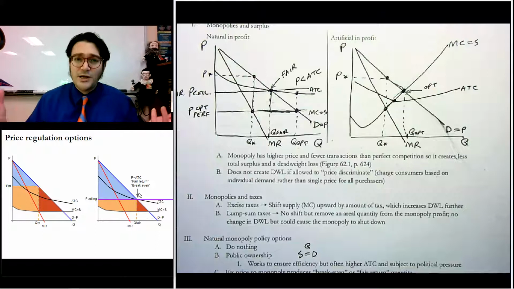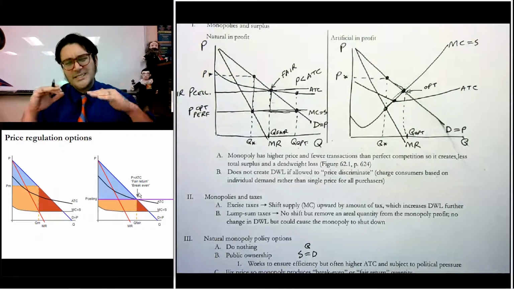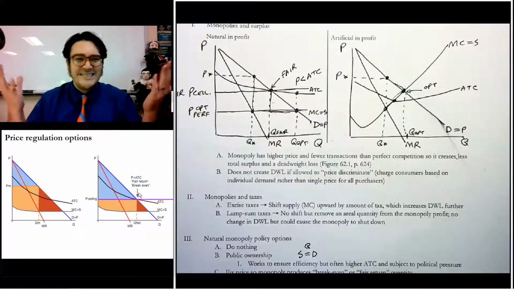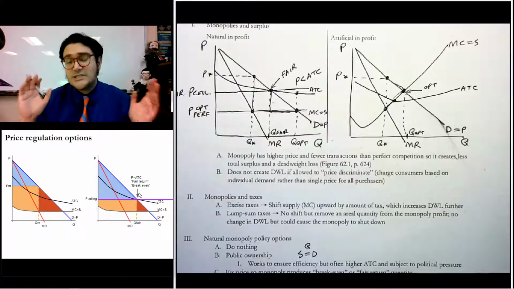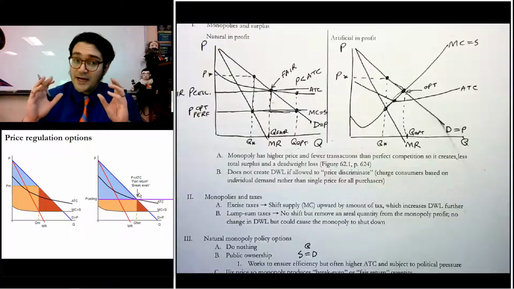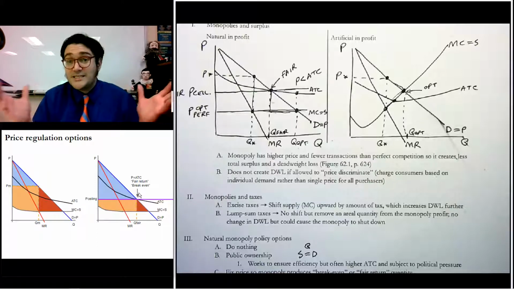And so a lot of times that's what governments do, is they put in a price ceiling and they say, you can't charge more than your ATC for the production cost. Now, one thing to observe about this is it isn't actually telling these companies you can't earn an accounting profit. They still do. A lot of times they do.